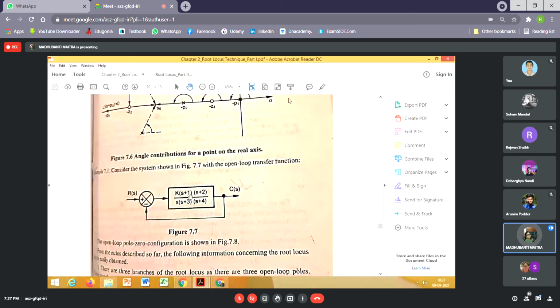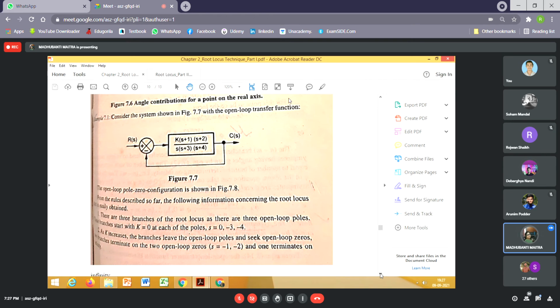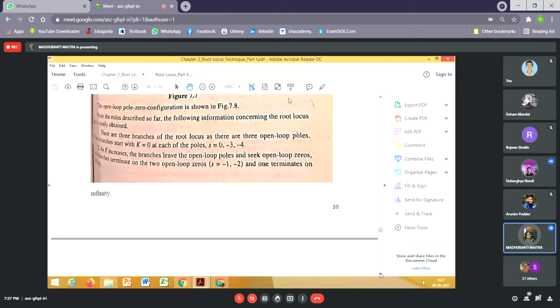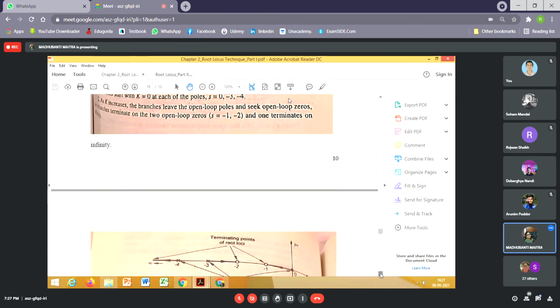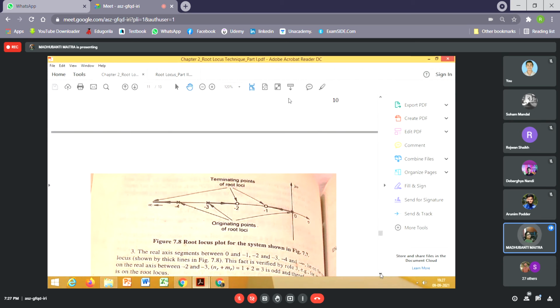And two open loop zeros, one at s equal to minus 1 and the other at s equal to minus 2, right? So from this it's clear that n minus m is equal to 1. If we want to sketch the root locus, with the help of the rules that we have studied so far, we can draw the complete root locus plot of the system.